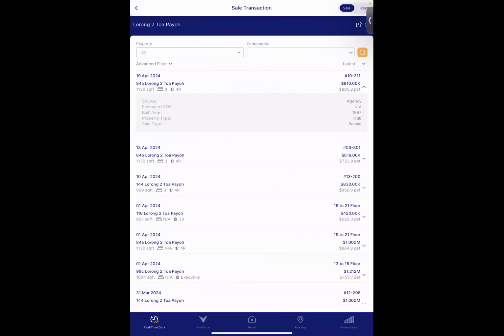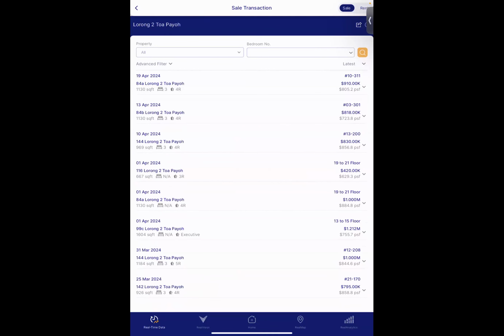I'll search for the whole street. Because it's the whole street, block 142 versus block 84 might be a bit different. So this one, no choice, you have to cherry pick a little bit. Got block 144, 142, all will be here. If you go by street or lorong or avenue, you have to make sure that the blocks you are selecting are comparable to the blocks that you're going to be marketing or the blocks that you're looking at.